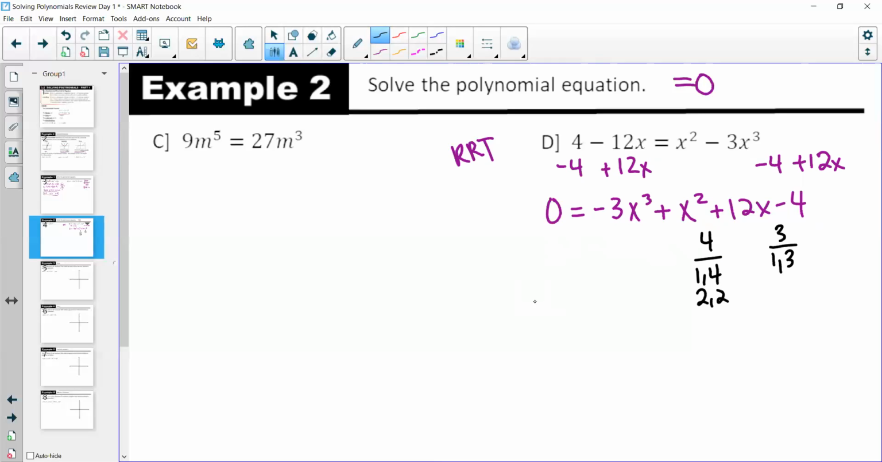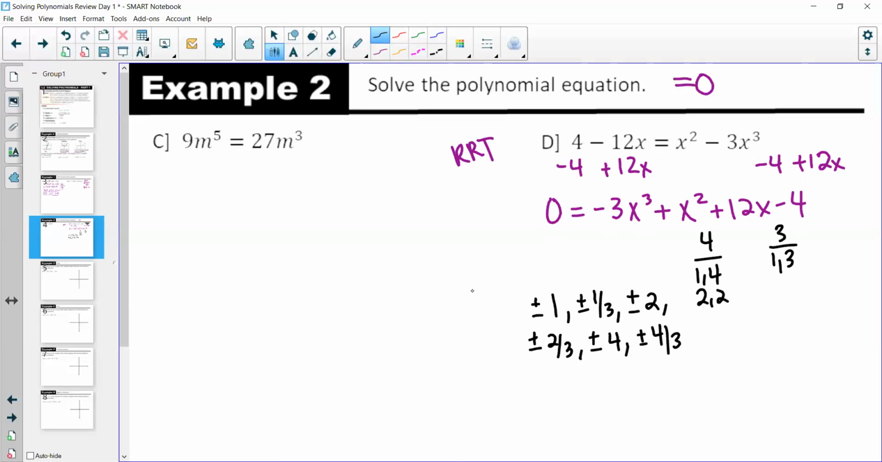So that means what we end up getting is plus or minus 1, plus or minus 1/3, plus or minus 2, plus or minus 2/3, plus or minus 4, and plus or minus 4/3. Now with that rational root theorem, these are all the possible rational solutions that we could get. Now what we want to do once we have these is we actually want to graph our polynomial and take a look at what it looks like.